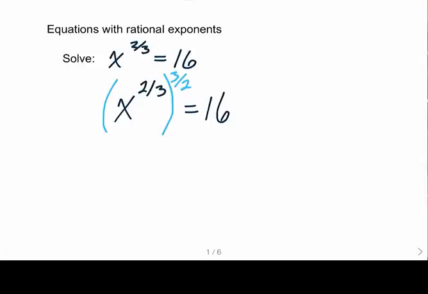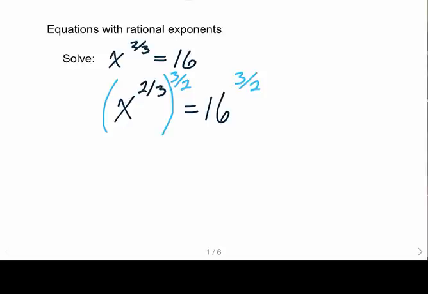So what I've done is I've written this expression with parentheses and then put the exponent on the outside. Using properties of exponents, when we have a power raised to a power, we multiply the exponents. We need to remember that whatever we do to one side, we have to do to the other, and so I also need to raise the 16 to the 3/2 power.